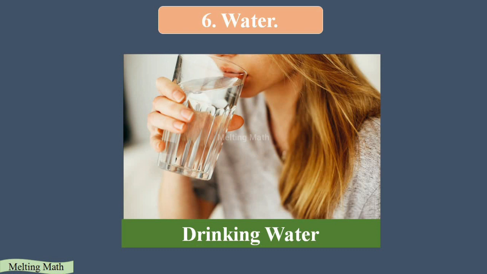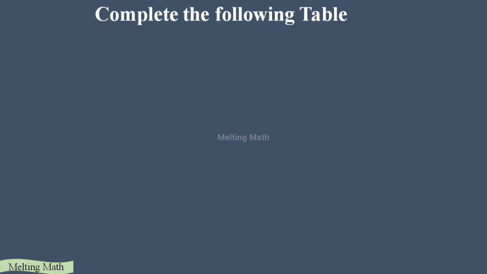Our body needs a continuous supply of water at regular intervals to maintain good health. So all of us should drink 2 liters or 8 tumblers of water per day to keep our body healthy. Okay, let's complete this table. They gave one table for us to complete.